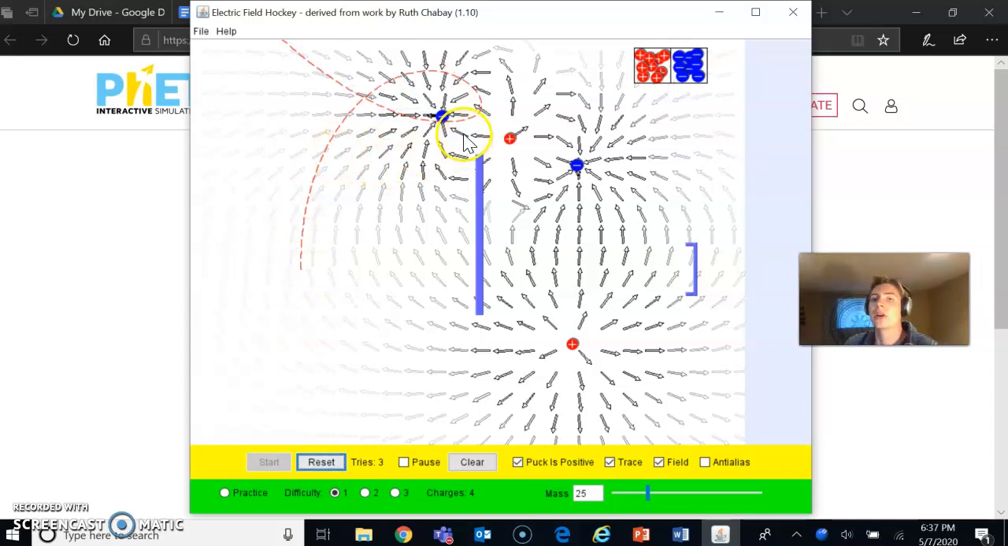So remember, for a positive charge, the field lines always point away. For a negative test charge, they always point toward the object. And the closer you are to your original charge, the darker those field lines will be.